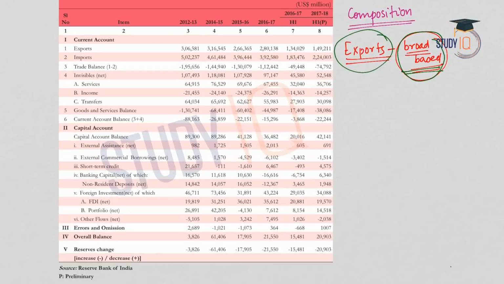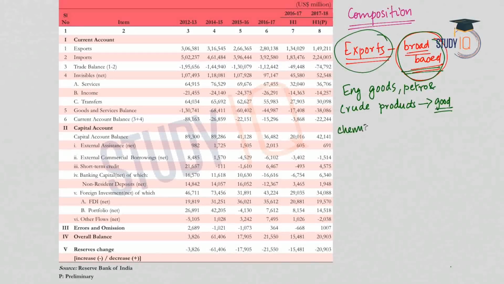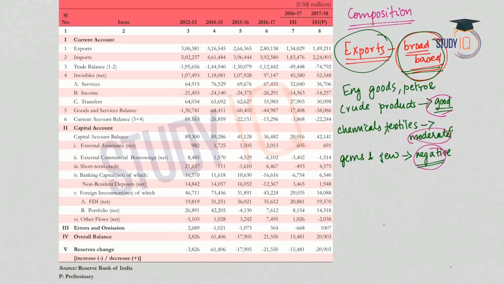So it was broad based, and within the exports itself, engineering goods, petroleum and crude products had shown a good growth. Now commodities like chemicals, textiles, they have shown a moderate growth. Again, gems and jewelry, they have shown a negative growth. So there were many groups of commodities which had contributed to the export structure of Indian economy.